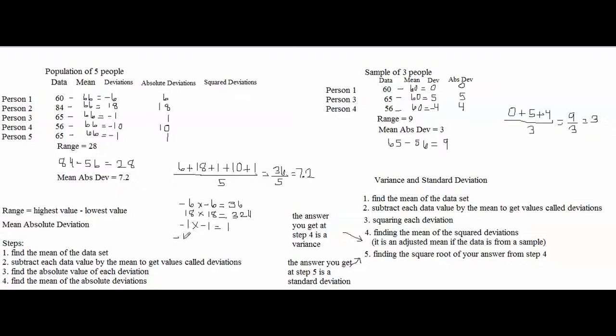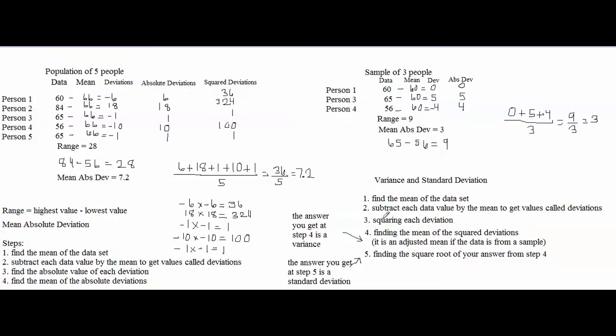-10 times -10. That gives you the same answer as 10 times 10. The two negatives cancel out, and you get, well, 10 times 10 is 100. Now we have -1 times -1 again, which is just 1. So now we have all of our squared deviations. We'll put them in here. So now we finished step 3.